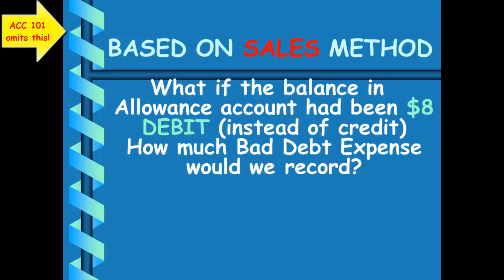What if the balance in the allowance account had been an $8 debit instead of credit? We'll talk about later on how that could happen. For what amount would I make my adjusting entry? Did that $8 have anything to do with my amount? No. We'd still make it for $27 then, because the $8 had nothing to do with the amount. I did not use that in my calculation at all. So we're going to completely disregard what is already in the allowance for doubtful accounts. We don't care about it.